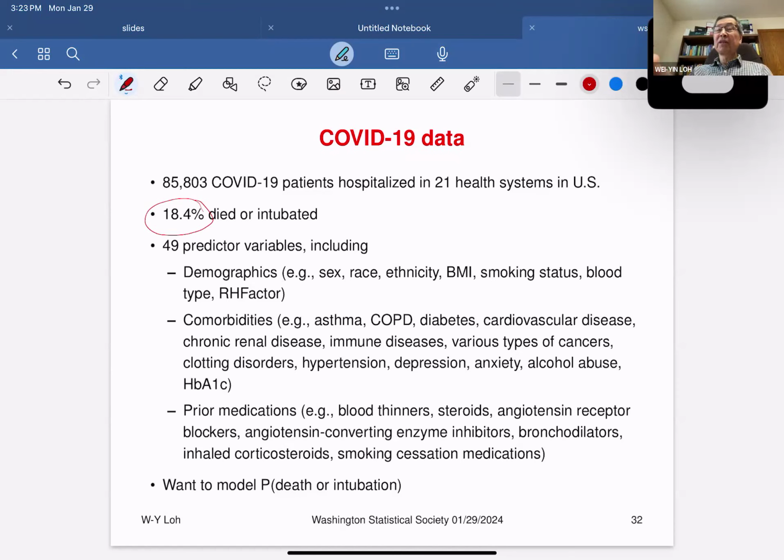There were 49 predictive variables. There are actually a lot more, but we used 49. There are demographics: sex, race, ethnicity, BMI, smoking status, blood type, and so forth; comorbidities: asthma, COPD, diabetes, cardiovascular disease, chronic renal disease; and medications, such as whether they're taking blood thinners, steroids, and bronchodilators, and so forth. What we want is to model this, to estimate the probability of death or intubation using a regression tree.